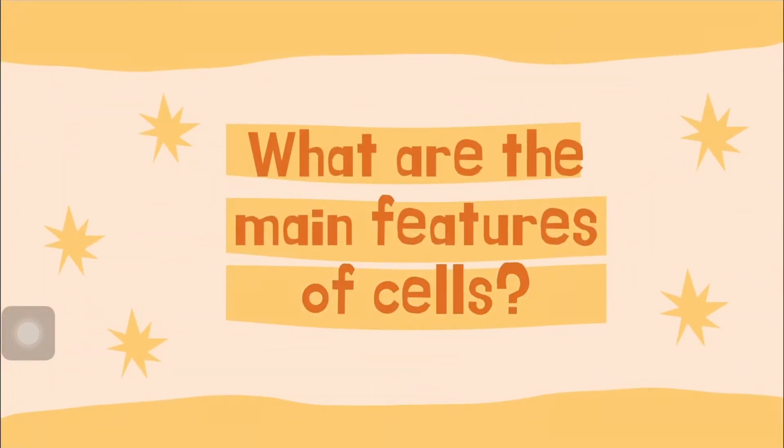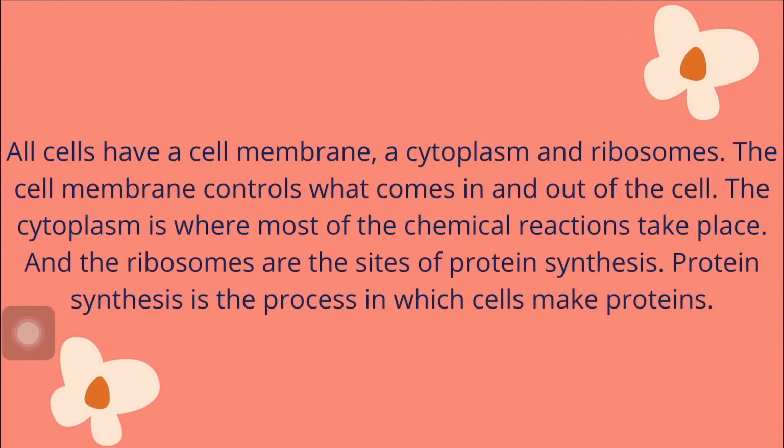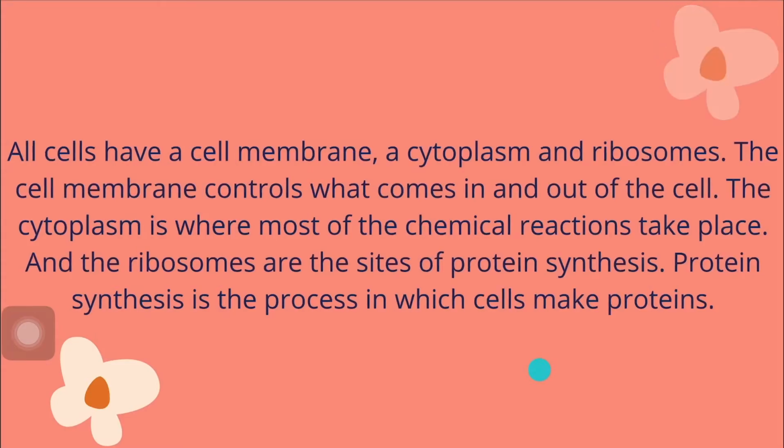So you might be asking, what are the main features of cells? Well, all cells have a cell membrane, a cytoplasm and ribosomes. The cell membrane controls what comes in and out of the cell. The cytoplasm is where most of the chemical reactions take place, and the ribosomes are the sites of protein synthesis. Try not to be confused with photosynthesis, which is something completely different. Protein synthesis is the process in which cells make proteins.